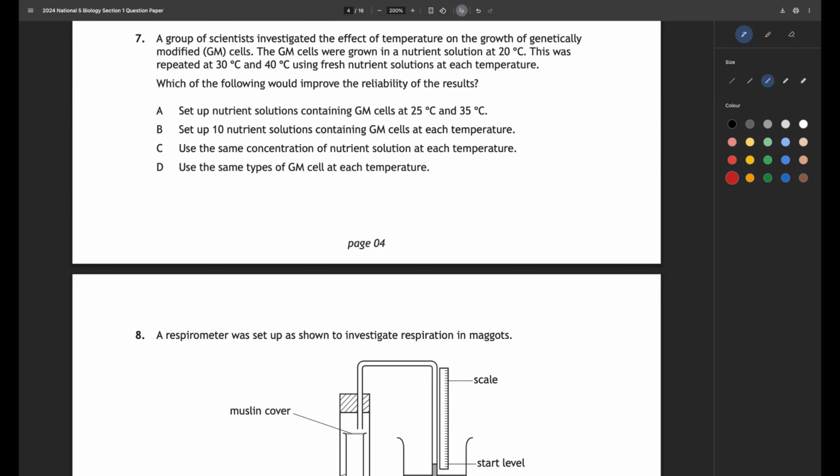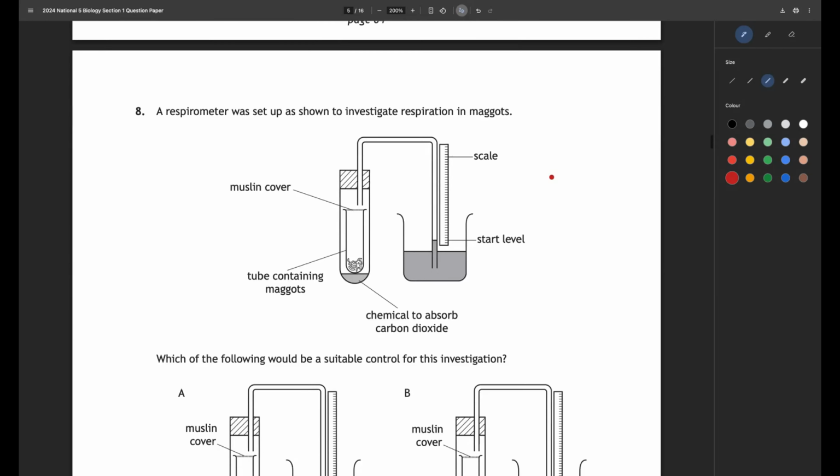That is a good validity step and measure, but it won't improve the reliability. And use the same types of GM cell at each temperature. Again, good for validity, but for reliability, we're looking at B there, setting up 10 nutrient solutions, okay? So that's what we're looking for number 7.